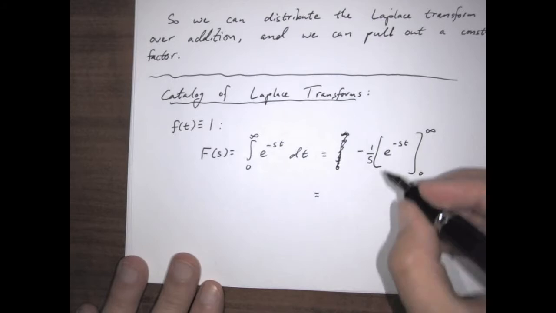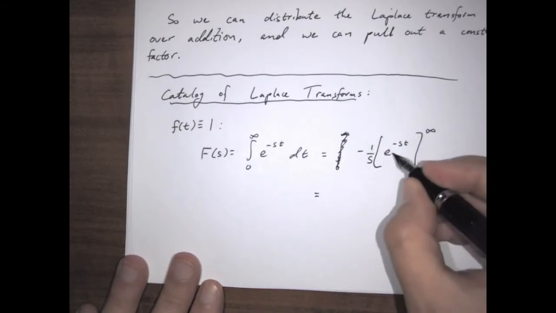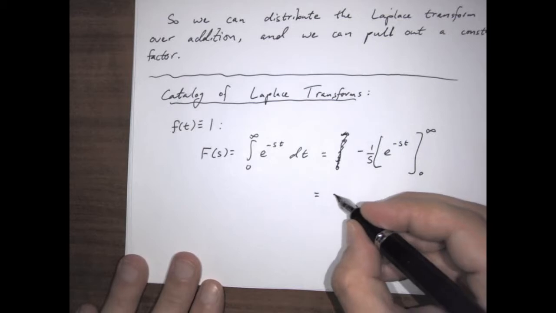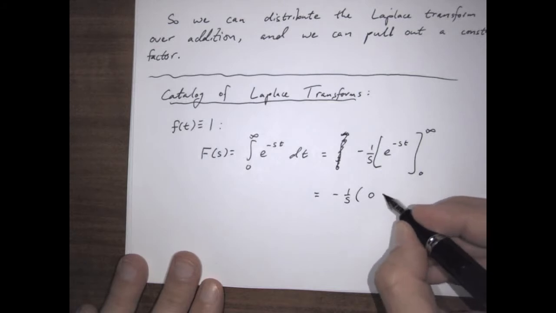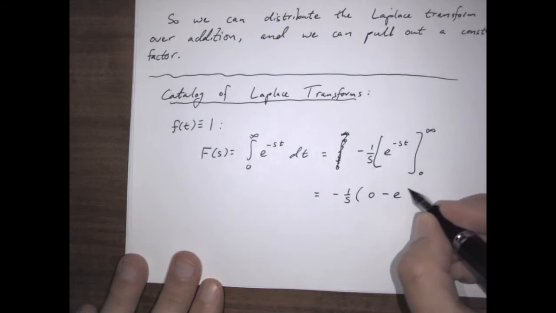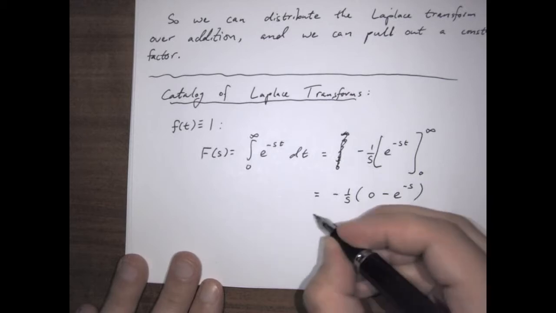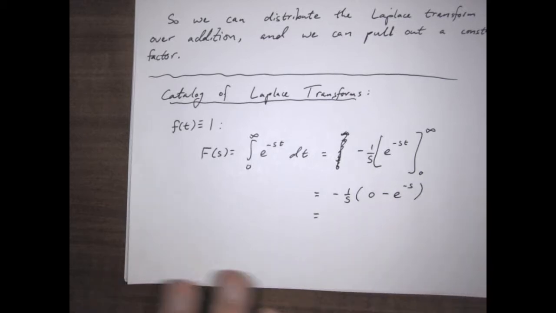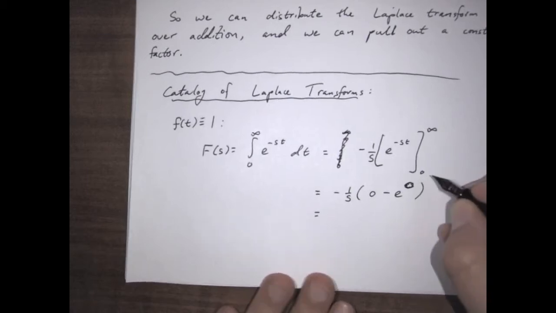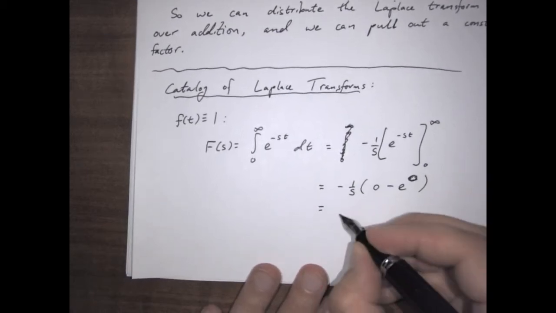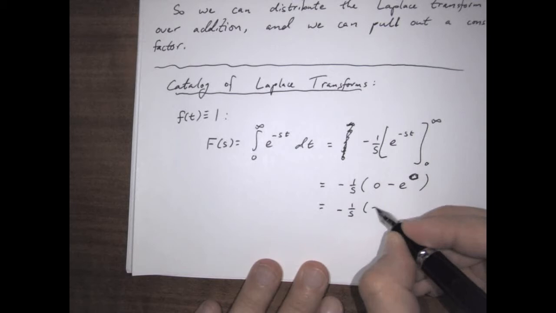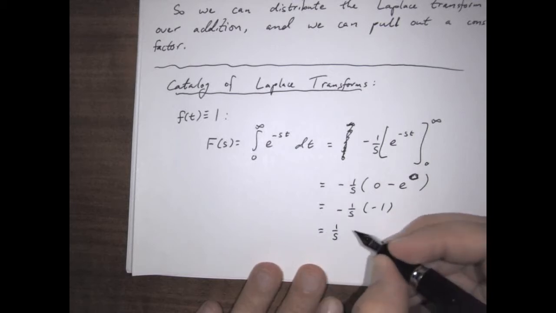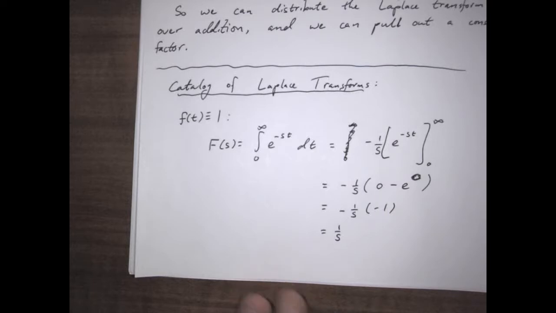Now on this side, this goes to 0 if we plug in infinity, so this is going to be negative 1 over s times 0, minus e to the negative s times 0, which is e to the 0. So what we're going to end up with is just negative 1 over s times negative 1, or in other words, just 1 over s. So the Laplace transform of just a constant is equal to just 1 over s.